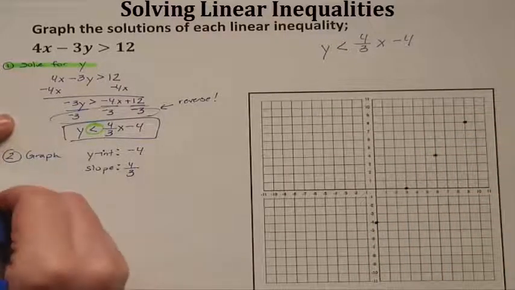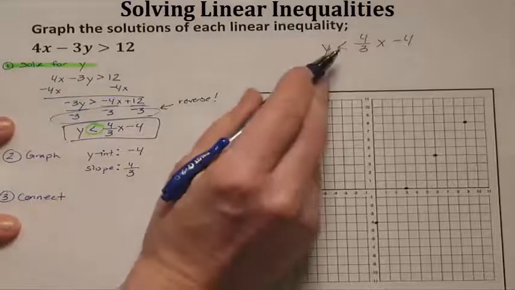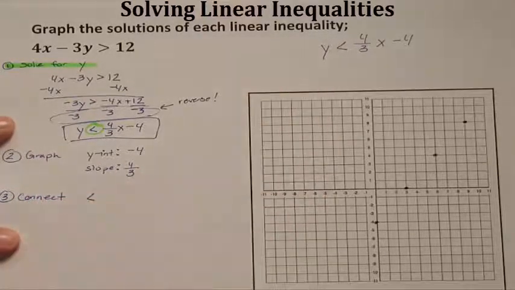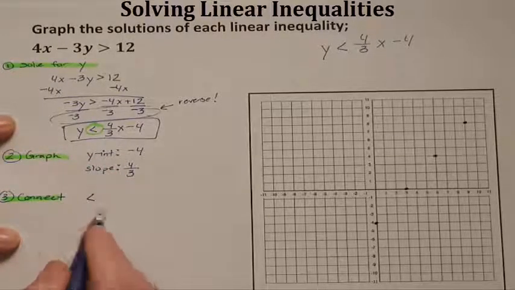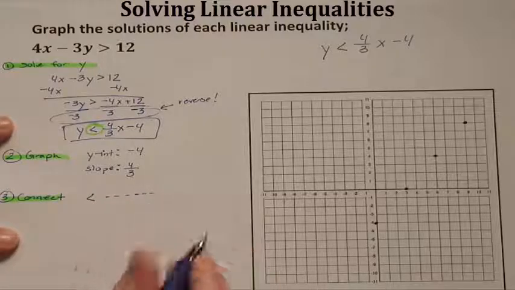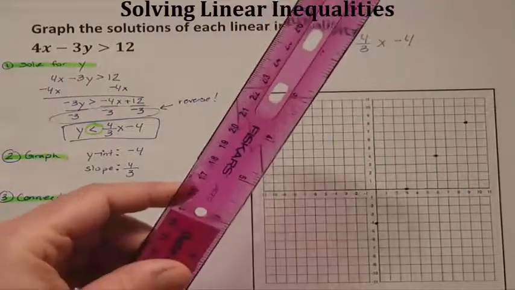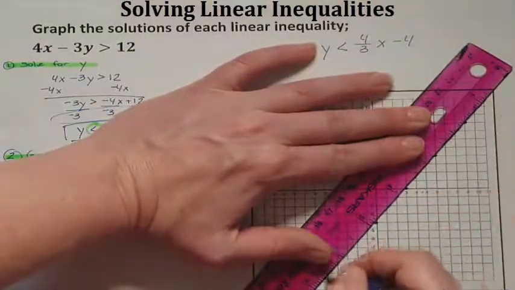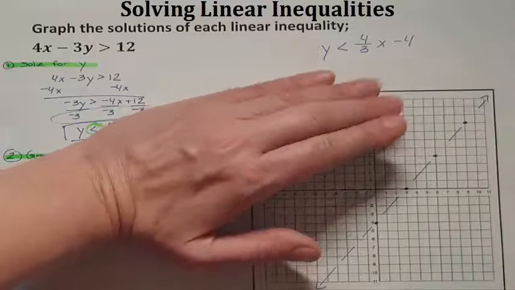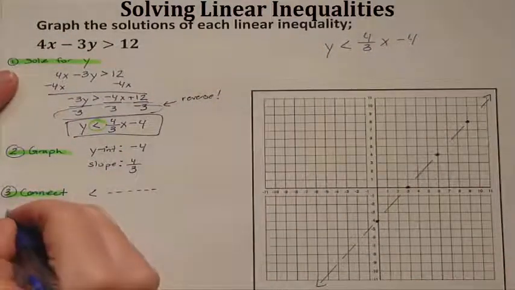So as soon as I graphed it, I now need to figure out how to connect it. Looking at the symbol, this is the symbol that I have. If there is no equal sign in the symbol, that means your line is not equal to the answer, which means your line needs to be dashed. So when I am connecting these, I need a dashed line. So here's my dashed line, because the line itself is not an answer. I can get as close to it as I want, but the line itself is not an answer.